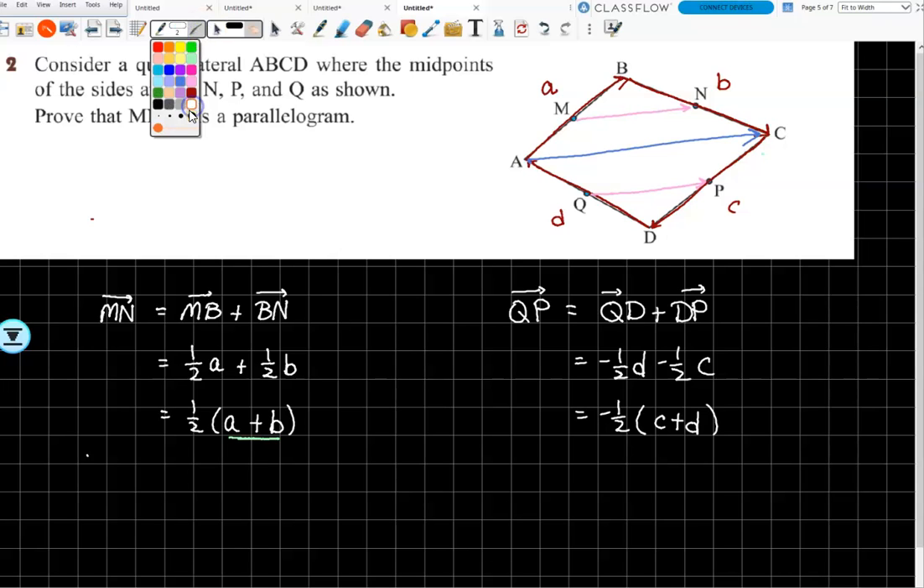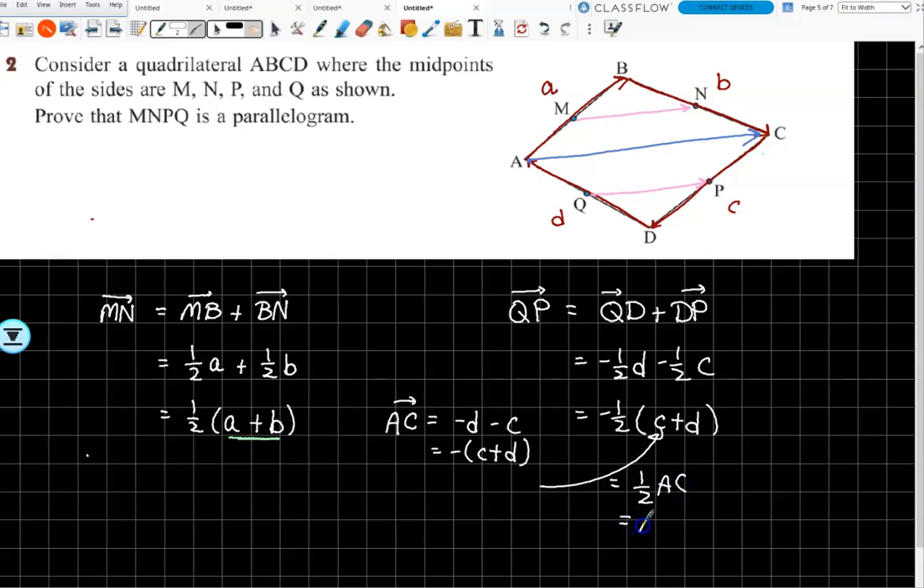So how do we do that? It's up to you. You could work out and say that AC, so A to C, equals minus D minus C, which is minus C plus D. Sub that in. So therefore, this now equals a half AC, which equals MN. Therefore, MNPQ is a parallelogram.